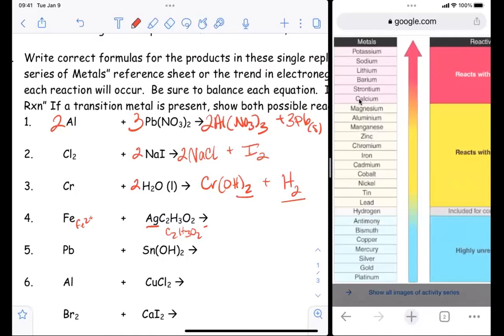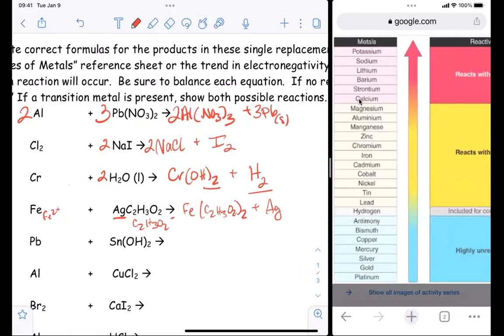We'll see. Okay, so my formula for iron 2 acetate is going to be Fe, because the metal comes first, C2H3O2 bracket 2, and Ag. The last thing we do is balance. So we need 2 acetates, which means we need 2 silvers.